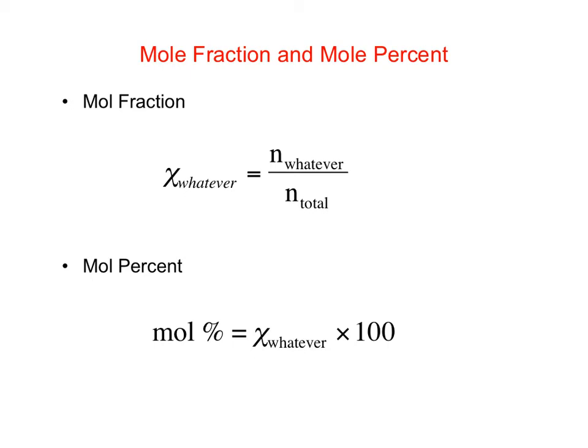Alright, the next units of concentration that we're going to learn are mole fraction and mole percent. And so mole fraction is represented by the Greek letter chi. And I've put here chi whatever because very often when we're talking about solutions and they ask for the mole fraction, they're talking about the solute. But there's no reason why we couldn't ask for the mole fraction of the solvent. So that's why I said whatever here, right? It's the mole fraction of whatever. And so the mole fraction is defined as the moles of whatever they're asking about divided by the total moles. And then a very closely related unit, the mole percent, just take the mole fraction, which is going to be a decimal, multiply it by 100, convert it into a percent.